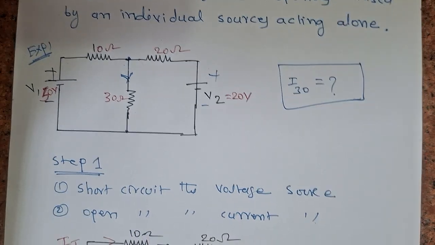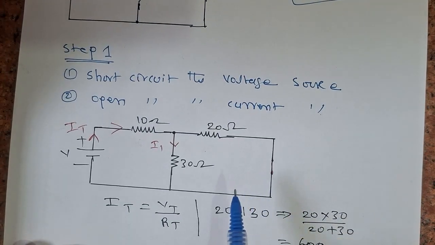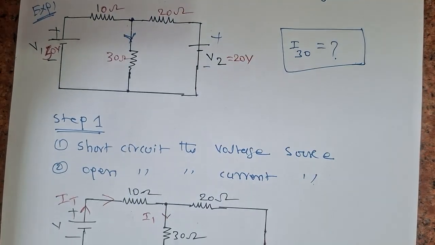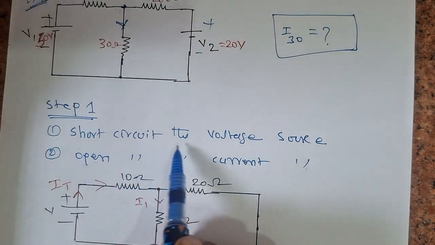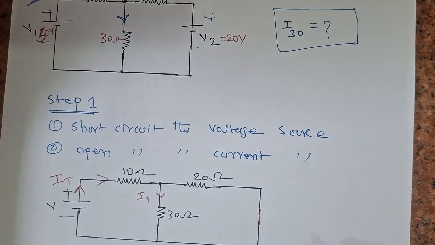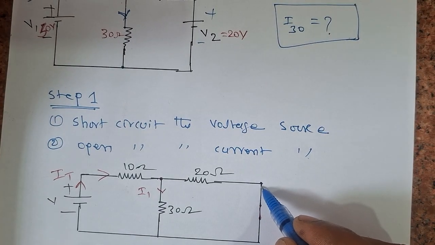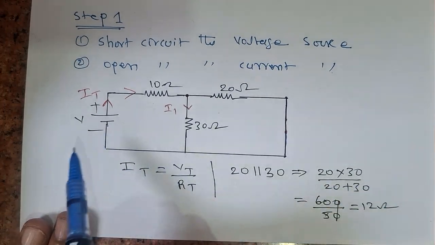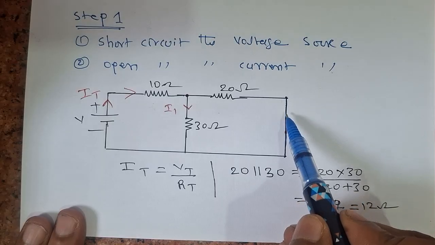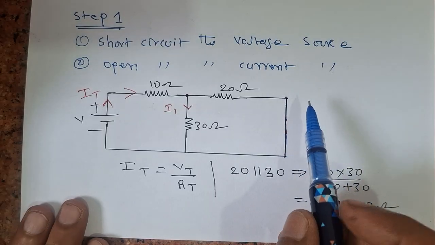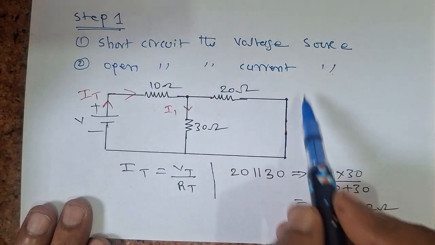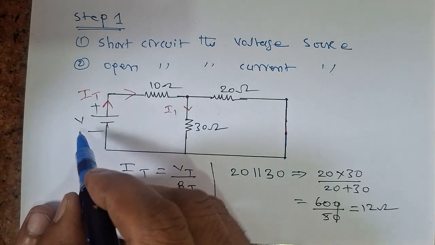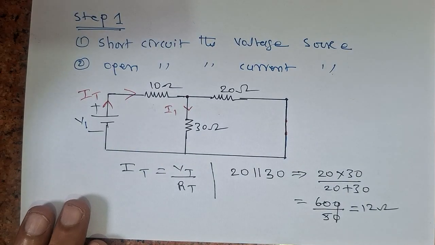So in step one, we have to remove one voltage source. I removed V2 here. How to remove it? A voltage source must be short circuited. So I have removed V2 and short circuited that spot. In step one, what I did was remove V2; the voltage source should be short circuited. Then you have to find the response from V1. That is step number one.